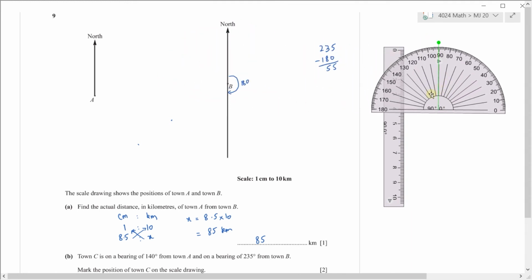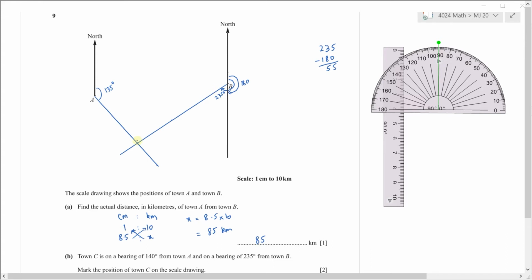And now I can draw straight lines. So let me first draw a line from this point A passing through this point. So this bearing is 135 degrees. And then I will draw another line from B here passing through this point, and this bearing up till this point is 235 degrees.